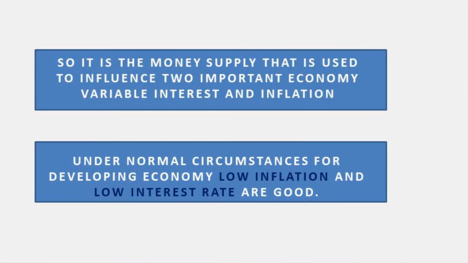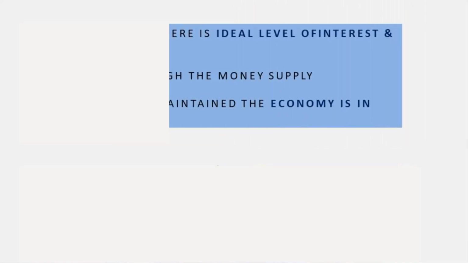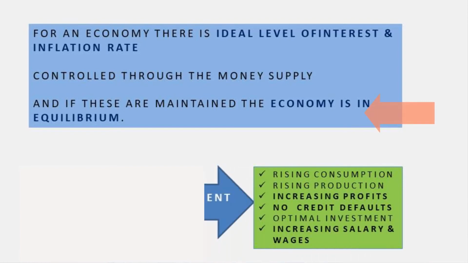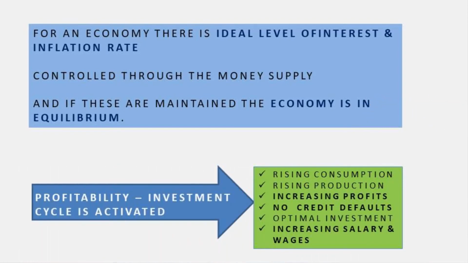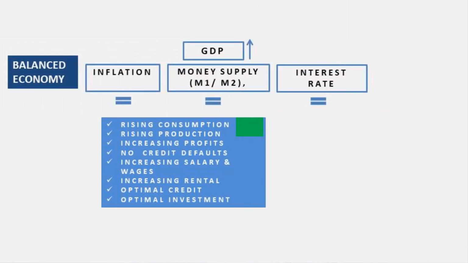For a developing economy, low interest rates and low inflations are considered to be good for the economy. For any economy, there is an ideal level of inflation and interest rate which is controlled through the money supply. If that level is maintained, the economy is in equilibrium. GDP grows faster and the profitability investment cycle is kicked off. This is characterized by rising consumption, rising production, rising profitability, more availability of credit, more investment, and rising income levels.